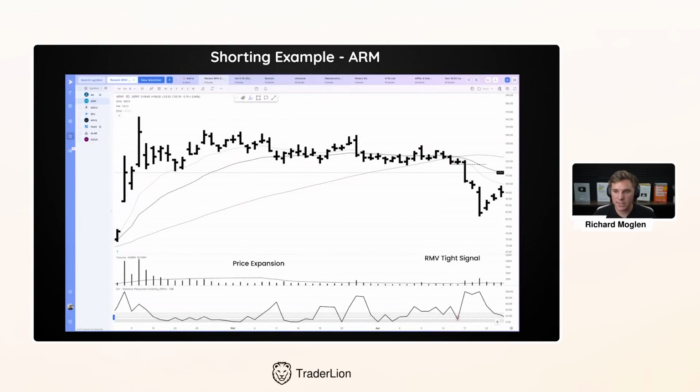I do want to mention that this doesn't just work for the long side, but for the short side as well. It works extremely well. Again, all markets oscillate between expansion and contraction. That's the element of market structure that RMV is helping identify. And expansion definitely happens to the downside as well, especially during corrections.